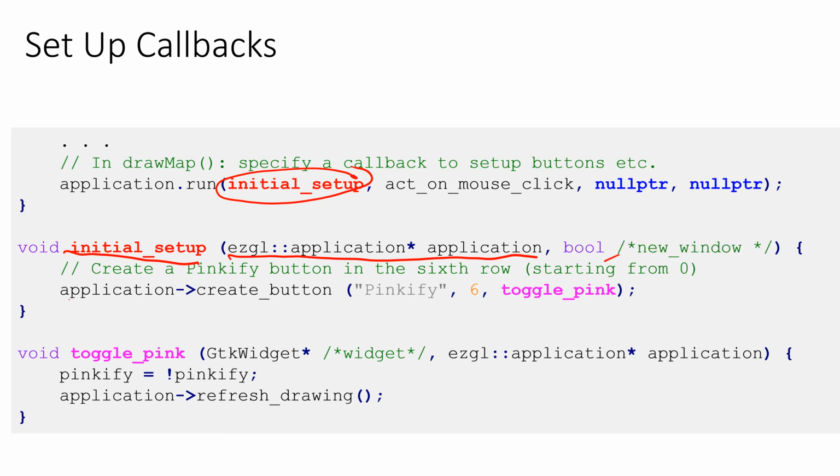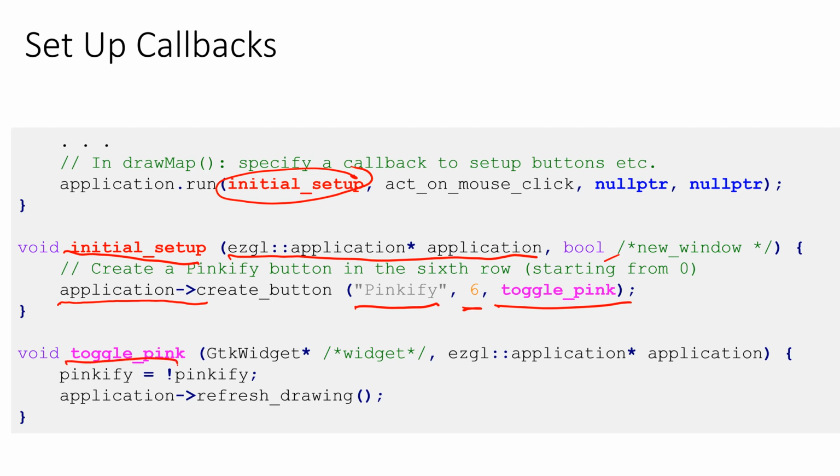And then I don't have much to do. So ece297 has an easy method to create buttons called create button. I just call it through the application pointer. I tell it the name to put on the button, I tell it what row in that column of buttons it should go into, and I tell it the name of a callback function. Whenever it's clicked, that callback function will be called. And then I have to write that callback function.